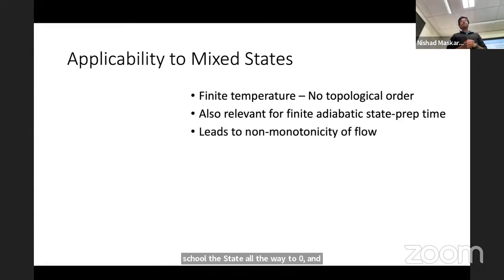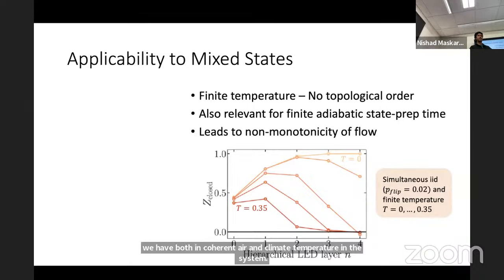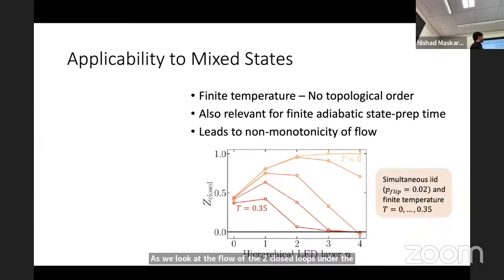The way this is going to be reflected in LED is that it's going to lead to a non-monotonic flow of our LED loops under correction. In particular, we can do some simple numerics on the toric code where we simulate a finite temperature, along with some amount of incoherent error. So we have both incoherent error and finite temperature in the system. As we look at the flow of the Z closed loops under the LED procedure, we see that at early layers, the loops get amplified. However, for any finite temperature, eventually these curves are all going to turn around and head back towards 0.